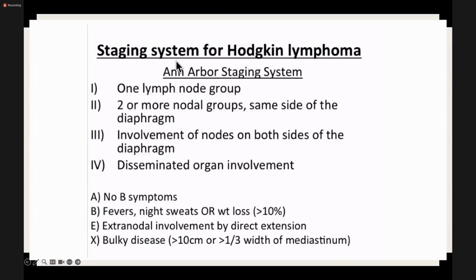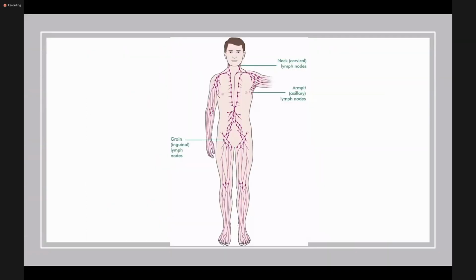So basically, they call it the Ann Arbor staging for Hodgkin's lymphoma, and exactly what is that? When it comes to the system, it talks about locating the lymph node group. So what are the lymph node groups? You have the cervical lymph node, that's a group. Listen to this, you could have 15 of those. As long as it belongs to the cervical or the neck, that's one. If it affects the axillary, that's two. If it affects the groin or inguinal lymph nodes, that's three. Okay, so that's how it works.